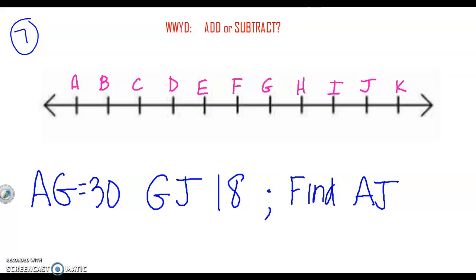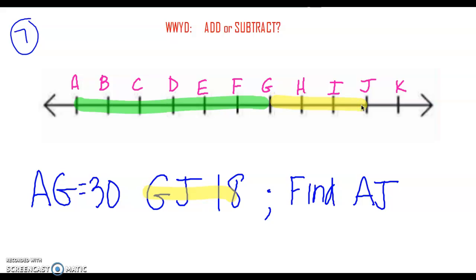Okay, taking a look at number 7. AG is 30, so this is another example. You just have to take a minute and do some highlighting. I do think that visual helps. Then we have GJ is 18.